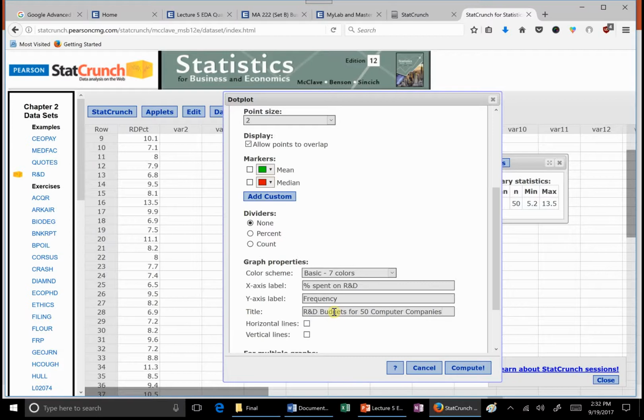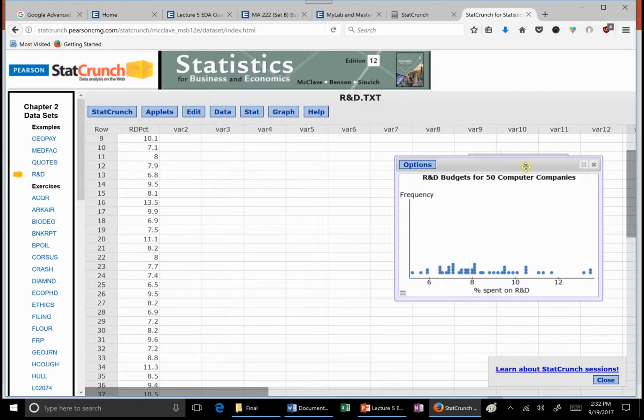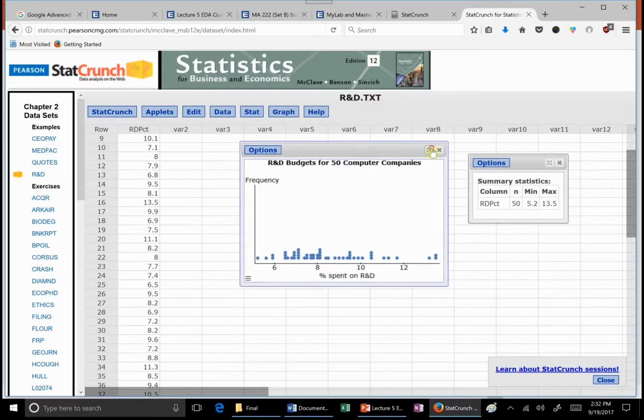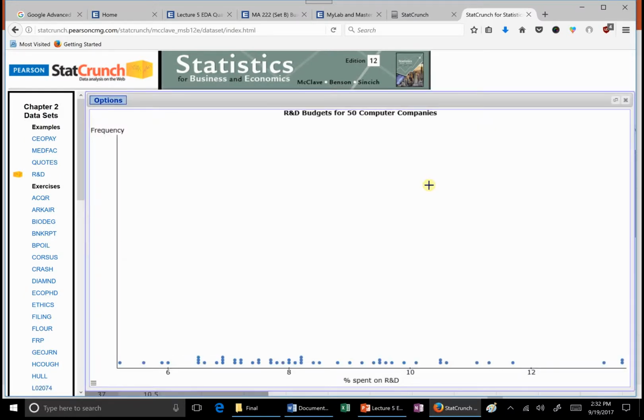One more piece of advice. When you're describing the who, it's always a good idea to say how many people were in that sample. You're really describing the sample. So it's not a bad idea when you put the title to say how many computer companies. And there we go. There's our plot.